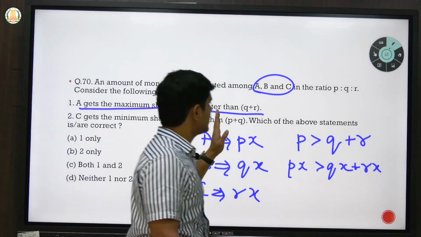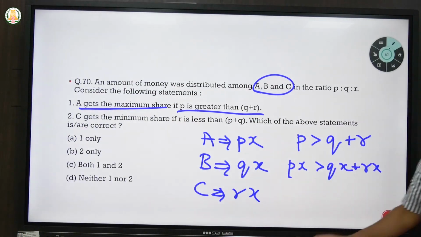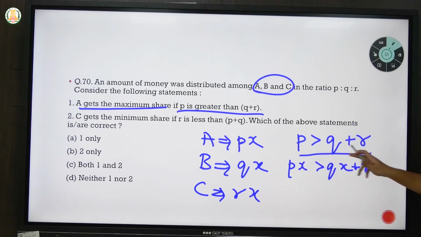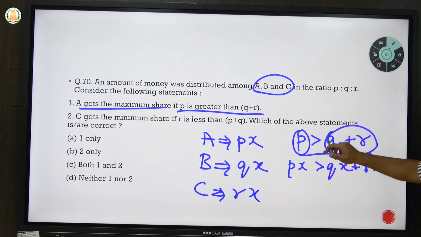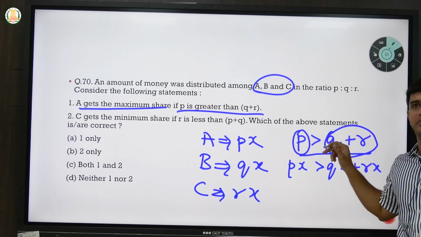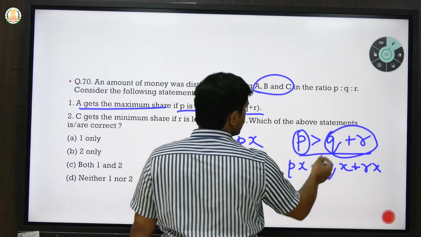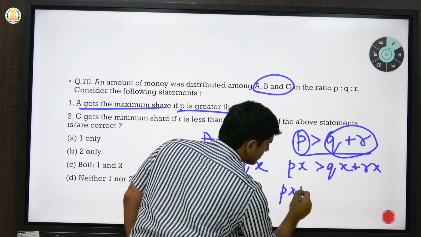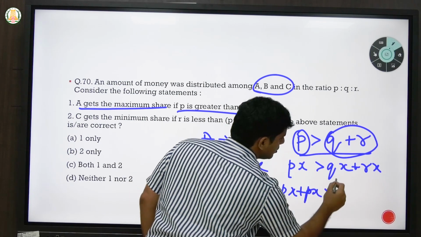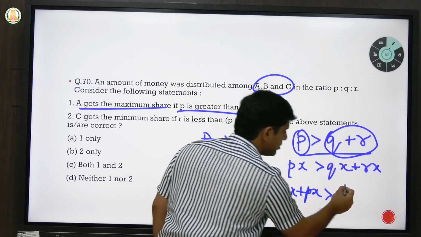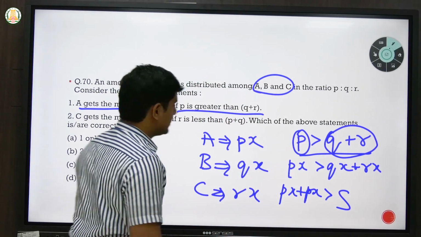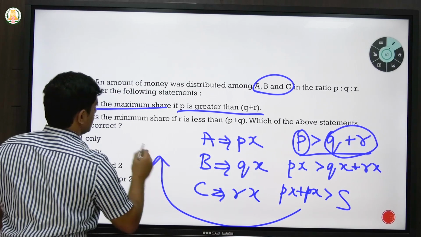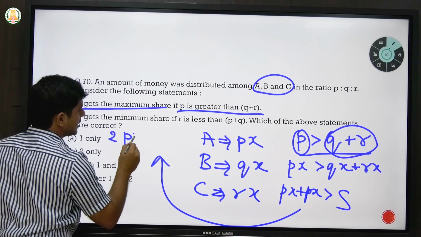So what this means is, whenever you have such a condition, it means P will have more than 50% of the share. This you should understand. When all others combined also, I will have more than them, means I will have greater than 50%. How I will do this is, let's say, now you add Px on both sides, you will get Px plus Px is greater than Px plus Qx plus Rx, which is the total amount S. Px plus Px is greater than S. This means 2Px is greater than S.